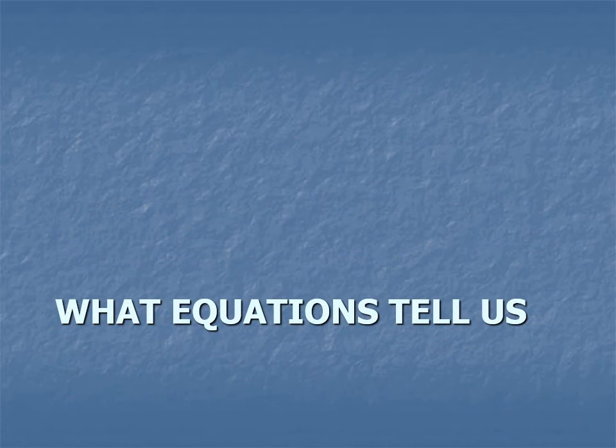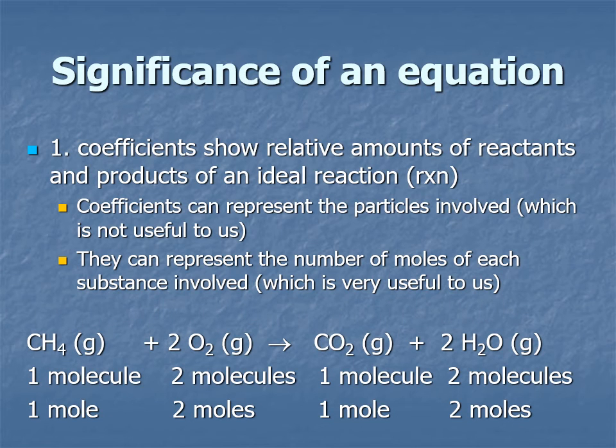Okay, what equations tell us? We're just about 4 slides away from being done here. First of all, the significance of an equation. Here up in number 1: coefficients show relative amounts of reactants and products for an ideal reaction, just a reaction on paper. The coefficients will tell us the particles that are involved, and they can also represent the numbers of moles of a substance. Particles, that's how we balance equations. We balance them by the particles. We think 1 atom of this, 2 atoms of that, and we balance.